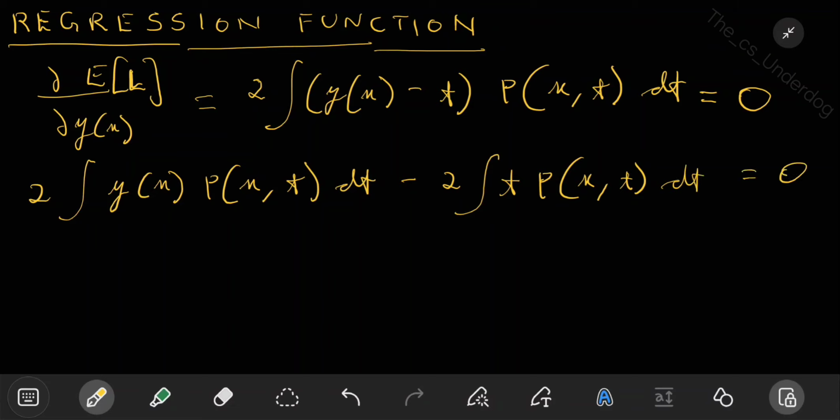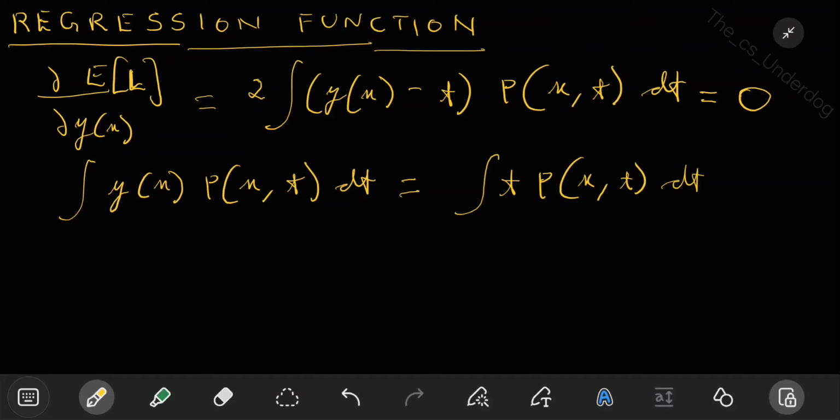Now I am removing these 2's because they are irrelevant and will cancel out anyway. Instead of writing a minus b equal to 0, I can simply write a equal to b, because a minus b equal to 0 is the same as a equal to b. So instead of this, I'll put an equal sign here and remove this. Do any of these terms seem similar to you?